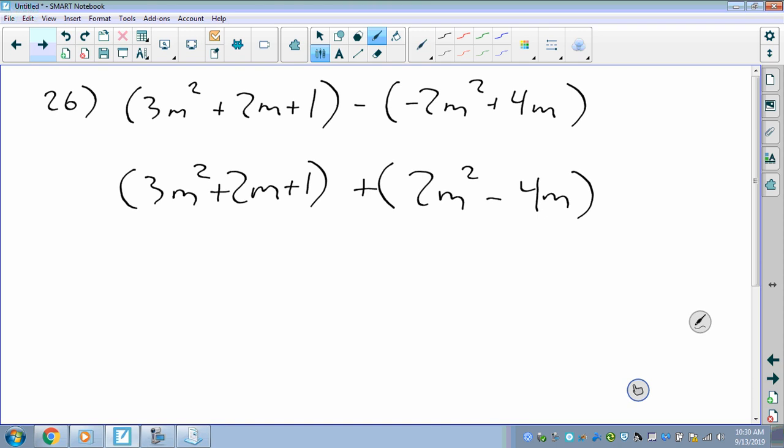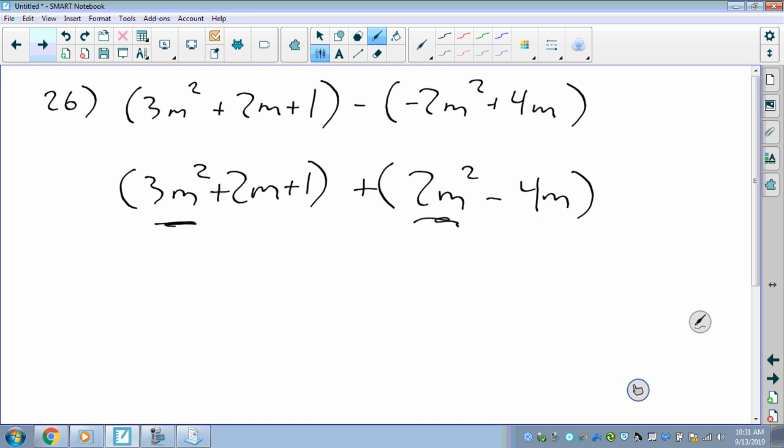All right, so let's do it horizontally first. So what can I add to the 3m squared? What can I add to that? 2m squared, good. You're talking about this one, right? Not that one. Okay, good.